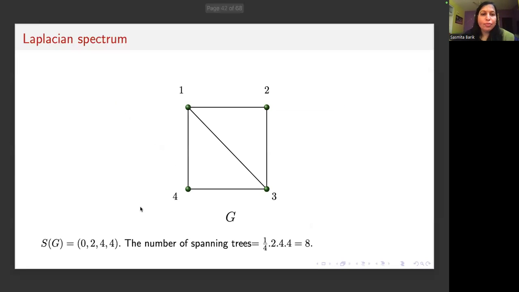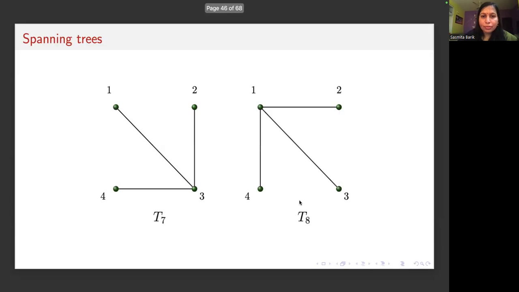And that can be computed because this graph has, if you calculate, Laplacian spectrum 0, 2, 4, 4. Okay, these are the eigenvalues. So if I take the non-zero eigenvalues and make the product, that will give me exactly 8. So this result is a crucial result that tells exactly the number of spanning trees for any graph. Okay, so we'll go for a proof.